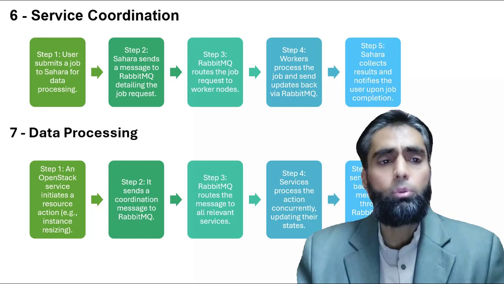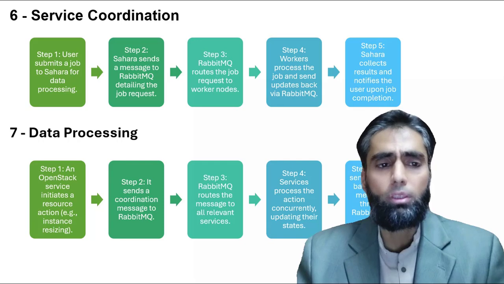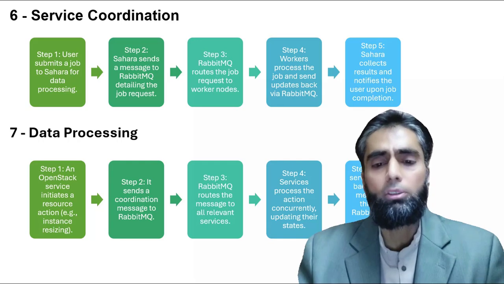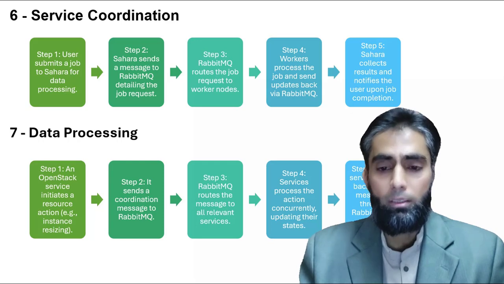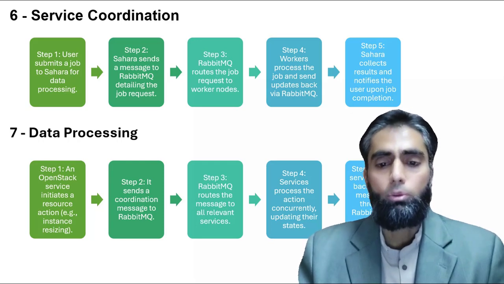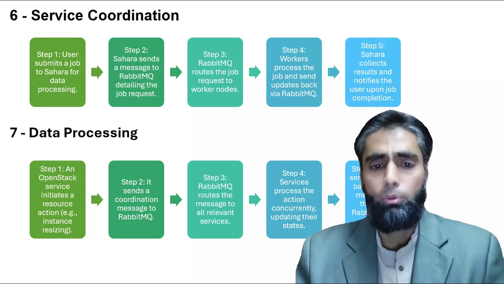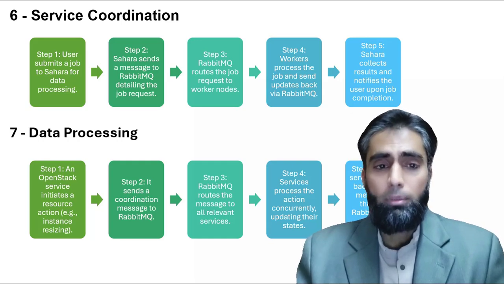And next to this one is the service coordination. For the service coordination, generally there is a component used, Sahara, which sends the message to RabbitMQ detailing the request details, and then RabbitMQ routes that job to the worker nodes. This means the Neutron compute server is the sender. The worker processes those messages, and then notifies back to the RabbitMQ service, and then the RabbitMQ service notifies back to the user.